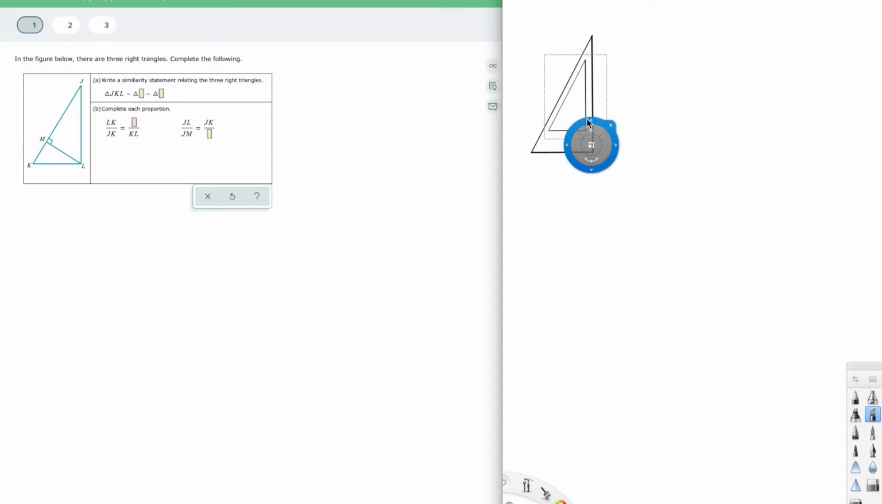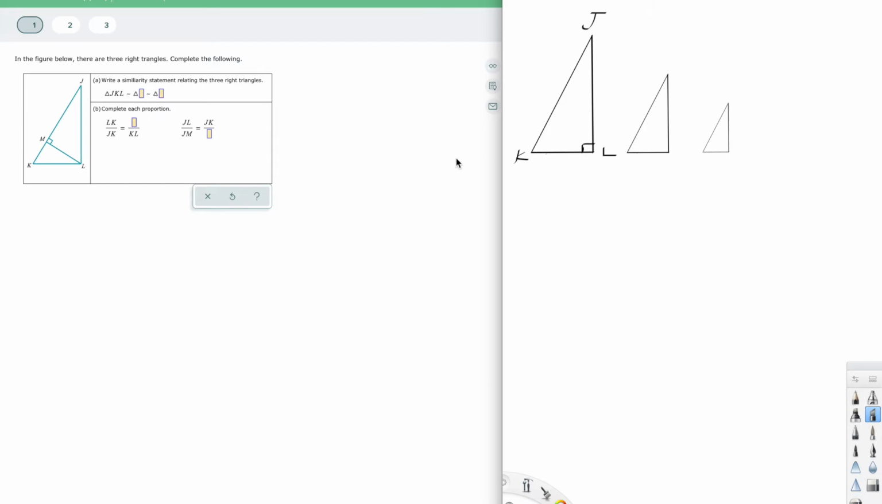So this would be the medium triangle. Let's go a little bit bigger for our medium triangle. And then we also have a small triangle, which we want to dial down even smaller. Now I'm going to add some labels in here. The larger triangle was J, L, K. So we have our right triangle there.